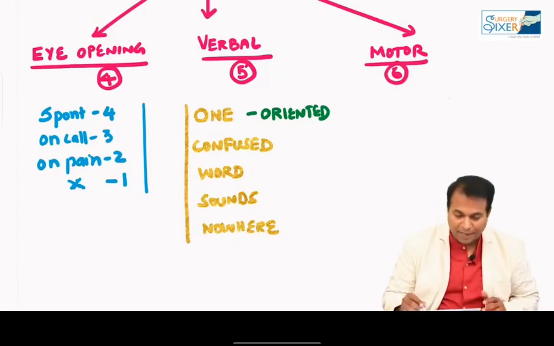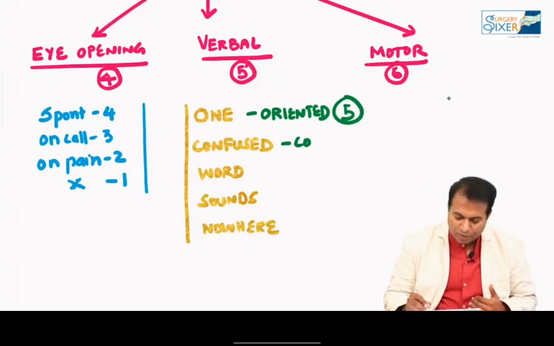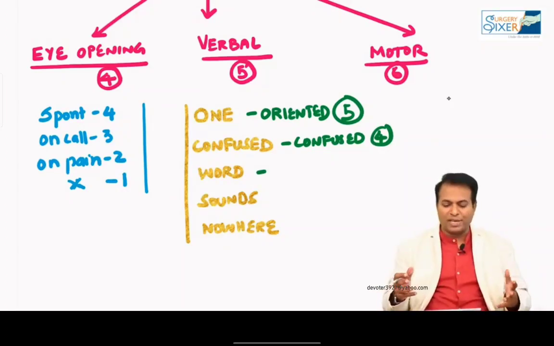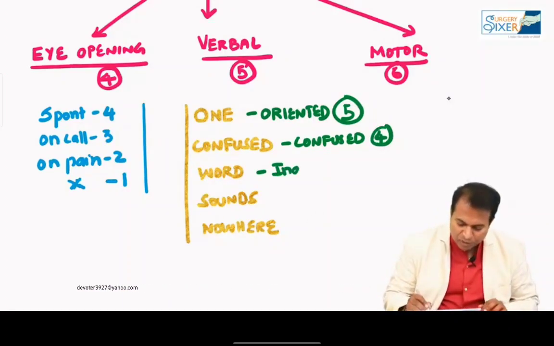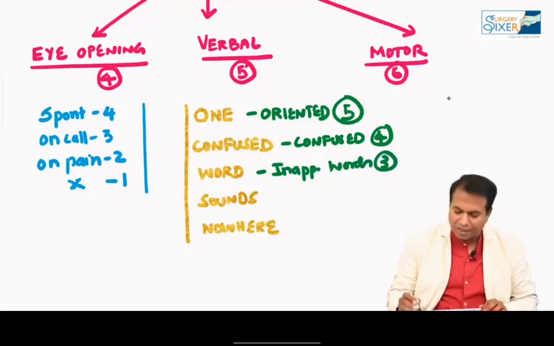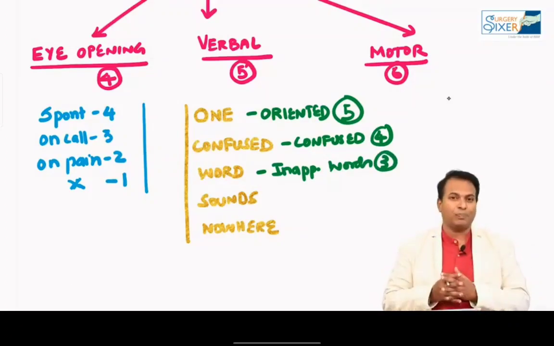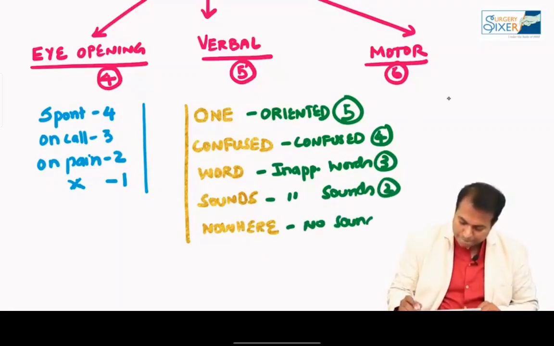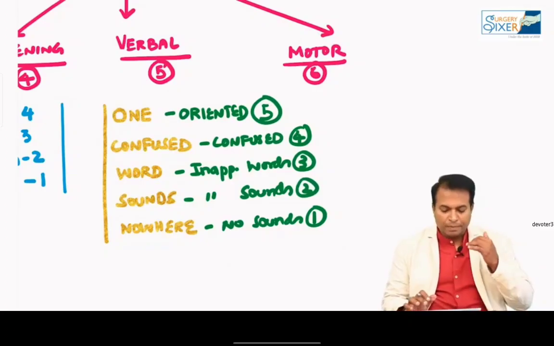Like he's oriented, and I know where my house is, etc. 5 points. Ramu is confused: "Sir, where am I? What happened to me?" Like he's confused, and he is using inappropriate words. Ramu is such a good fellow, otherwise a teetotaler who won't use any bad words. But now he is scolding you, using all sorts of bad words because of brain irritation. Inappropriate words. Inappropriate sounds. No sounds. So this is 5, 4, 3, 2, 1. Verbal: one, confused, word, sounds, nowhere.